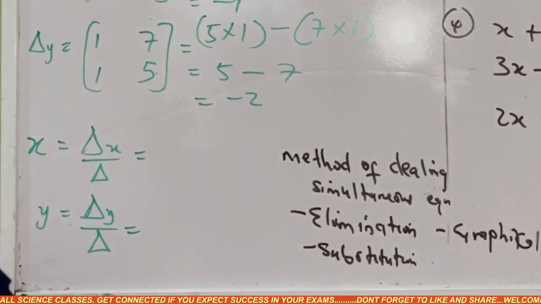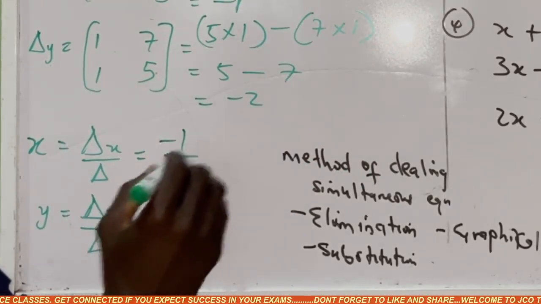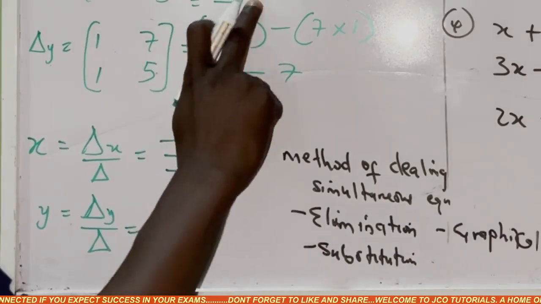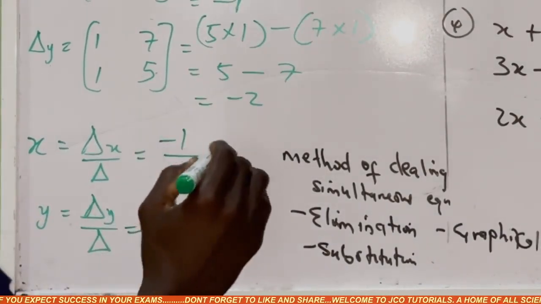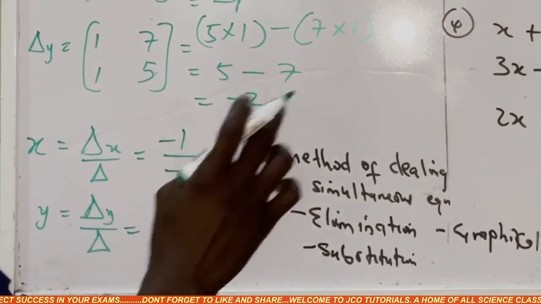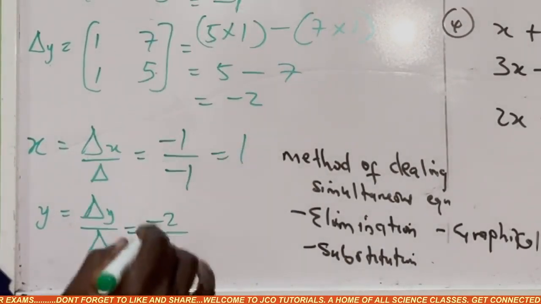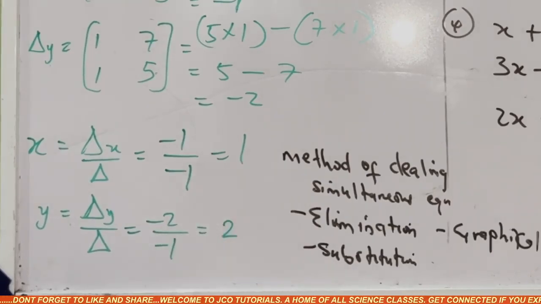So what's the determinant of x? Minus 1 over your determinant, minus 1. Determinant of x is minus 1. Determinant is minus 1. When you divide, you get 1. Determinant of y is minus 2. Our determinant is minus 1. Divide, you get 2. So it means your answer for x is 1 and y is 2.